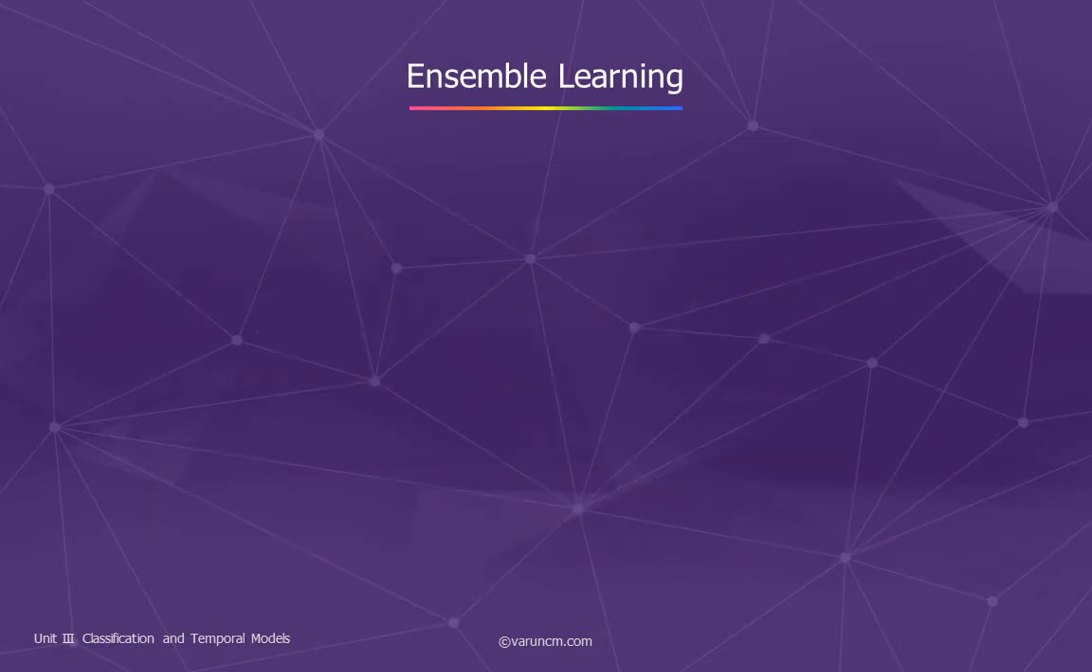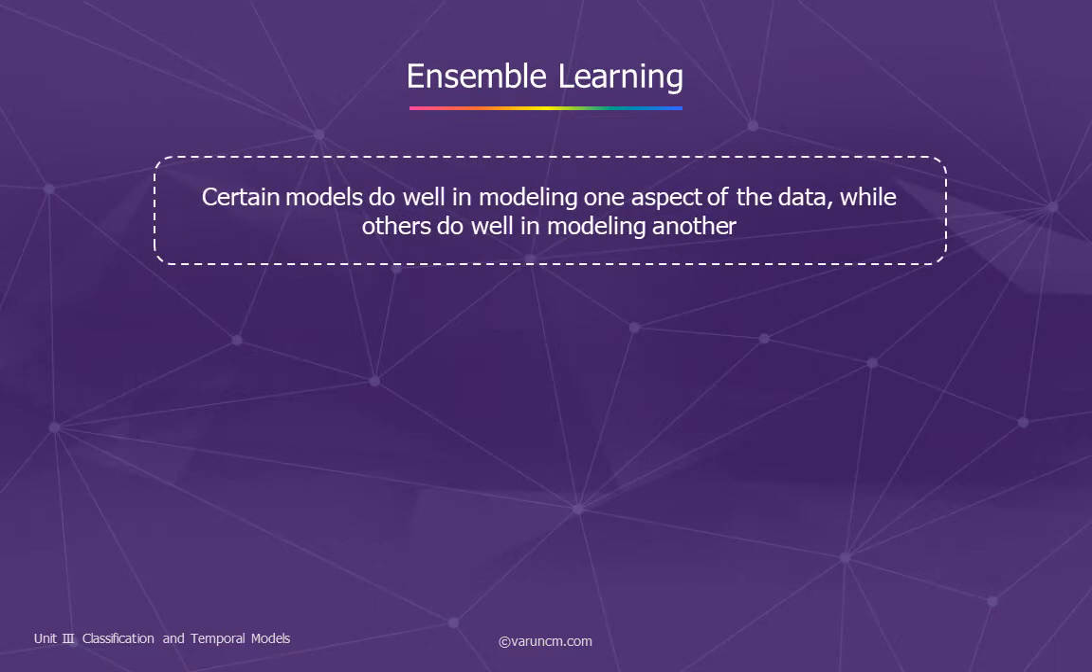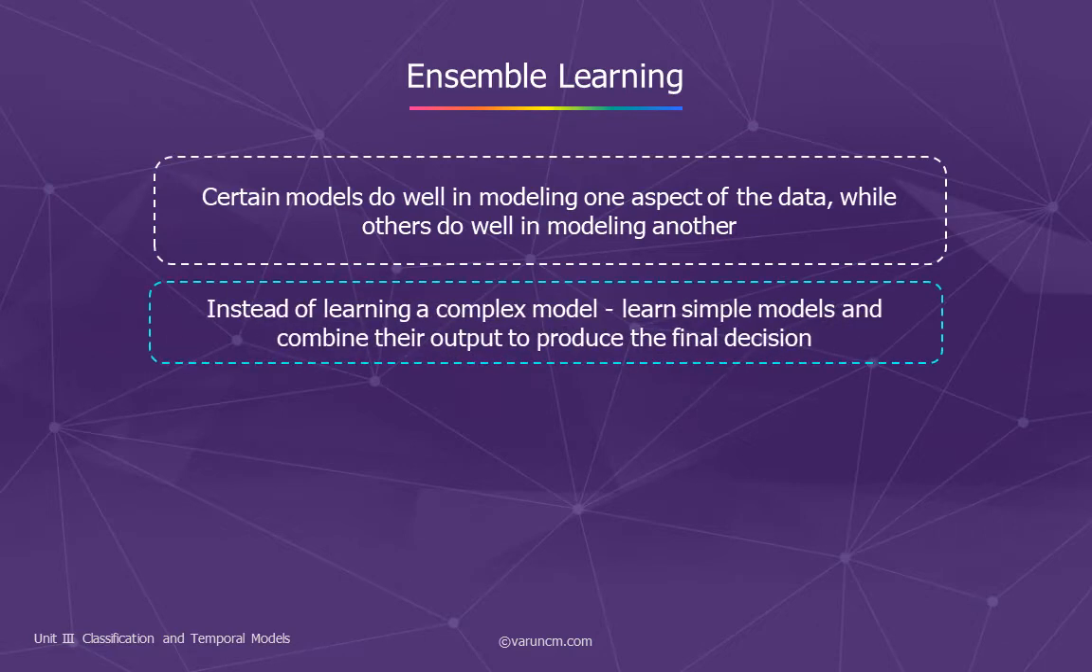As I said, certain models do well in some modeling aspect, but when coming to another aspect they may fail. In such a situation, you are going to use the positive side of those methods. So instead of learning a complex model, you learn the simple models that can be used for the particular problem, then combine their output and come to the final decision. This is what ensemble learning is.